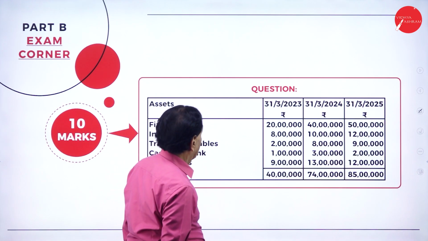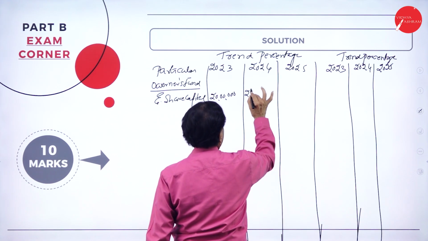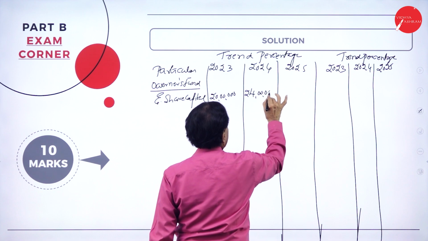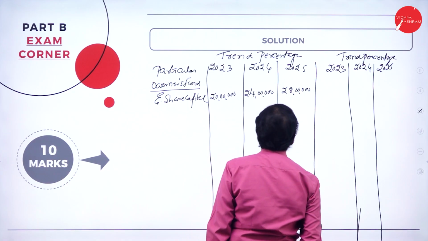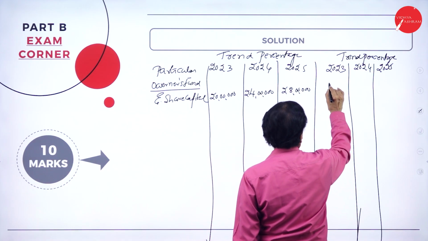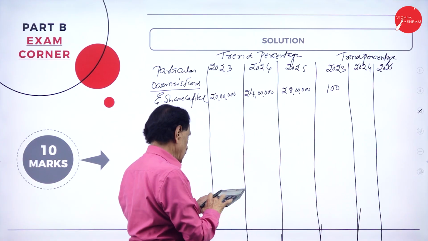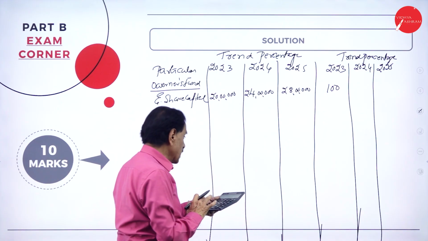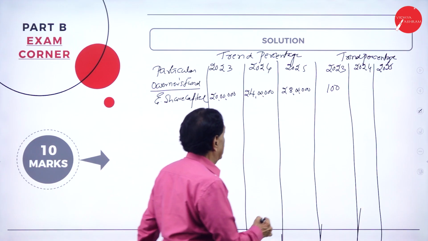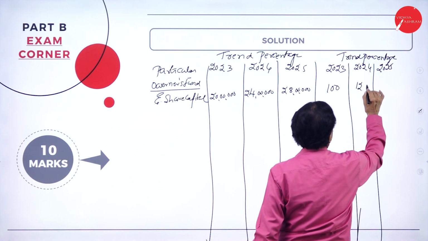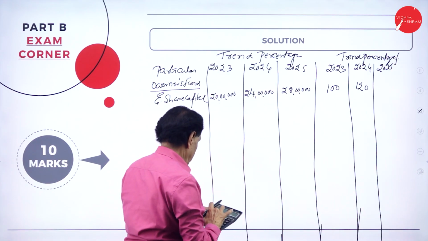Then 24 lakh, then 28 lakh. So 2023 is the base year, which is 100. Now 24 lakh divided by 20 lakh into 100 is 120. Then 28 lakh is 140%.